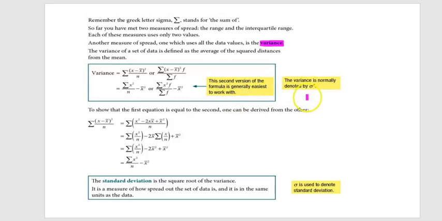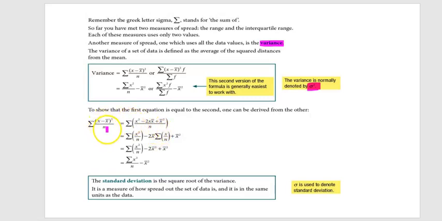The variance is normally denoted by that notation. So we should be able to look at this, to show that the first equation is equal to the second equation, one can derive from the other. Deriving this equation might not be part of this year 12 specification. But since Pure 1 and Pure 2 is accepted for year 13 edition, and S1 and S2, it is important that you pay attention to this derivation.